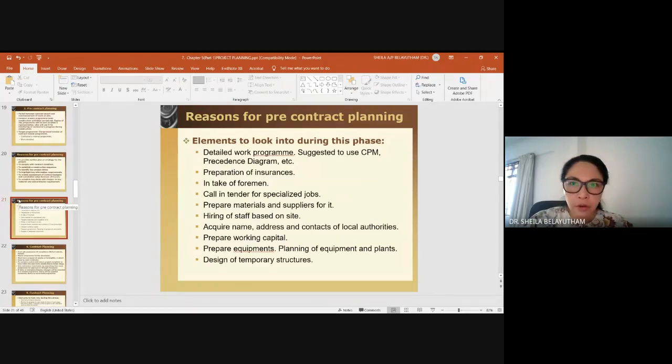So far, any question on this, pre-contract planning? This is done by a contractor who won the tender, won the contract, but before starting the physical work on a construction site. Any question on that?